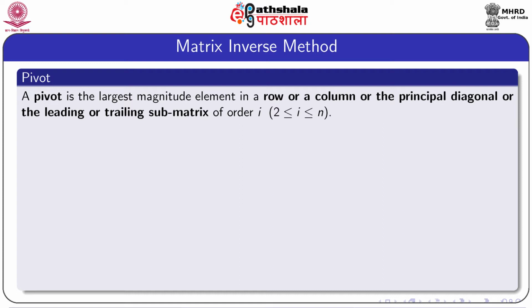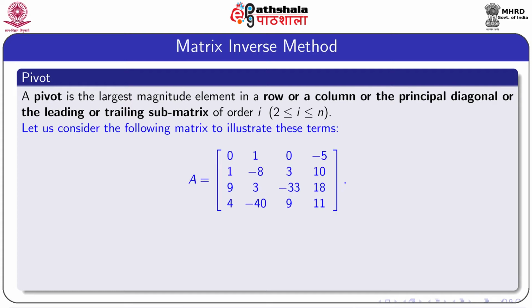Now, we define pivot. A pivot is the largest magnitude element in a row or in a column, or the principal diagonal, or the leading or trailing submatrix of order i, where i lies between 2 to n.